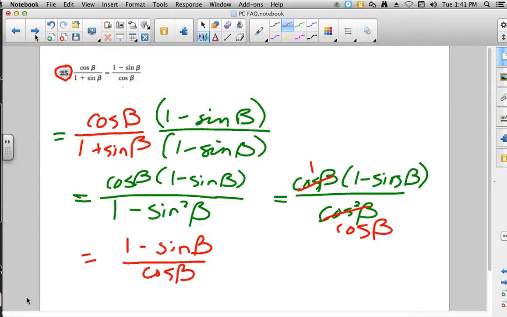So again, keep your eye on what you're supposed to be getting at the end and think, how can I make that happen? What could I do to this that will get there? Notice my first step was, how am I going to get a 1 minus sine of beta in the numerator over there? And that was just by multiplying. And then things fell into place.